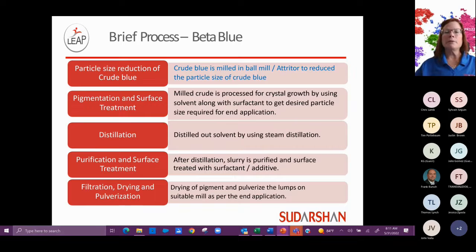This milled crude is then processed to grow the crystals directly from that aspect of it by putting them in solvent with additional surfactants to grow those crystals into the pigment. And then once the desired particle size is achieved, the solvent is removed and the slurry is cleaned up, and additional additives or surfactants are added to create the final pigment that is determined based on the application.